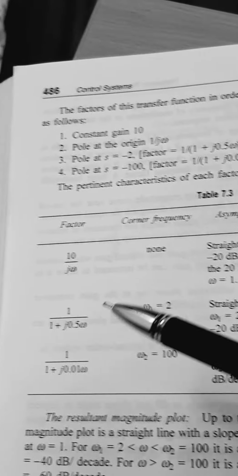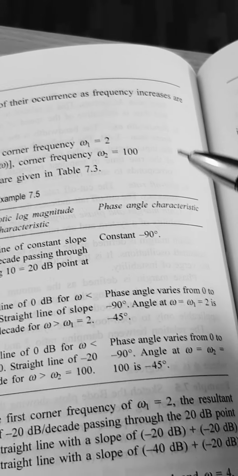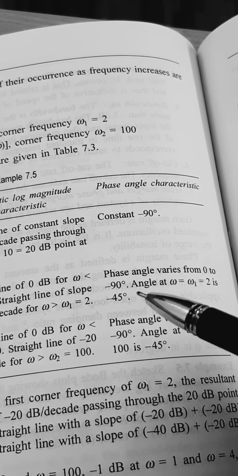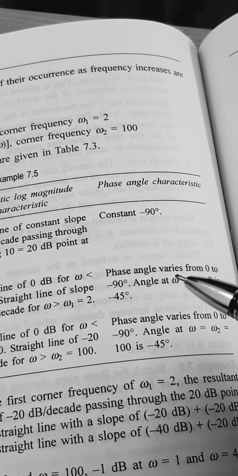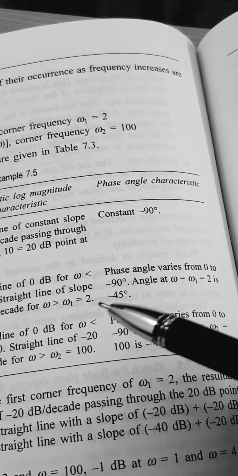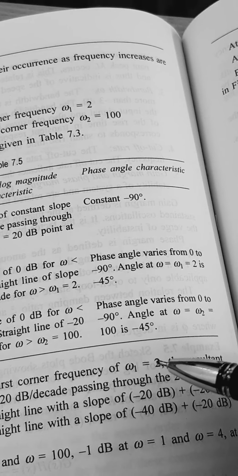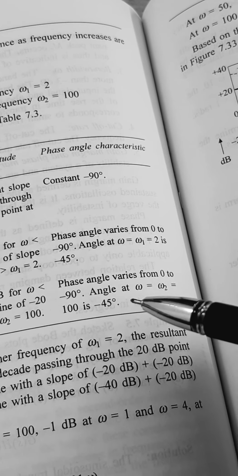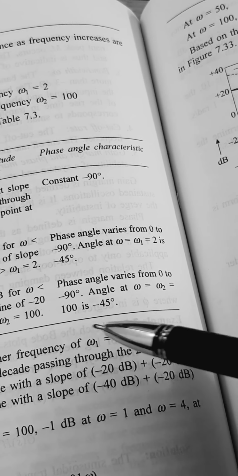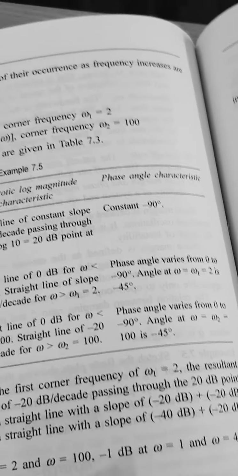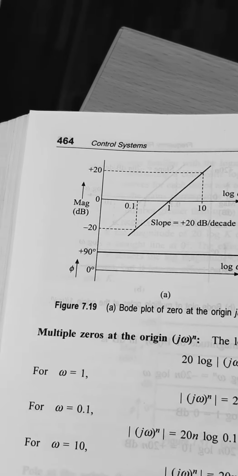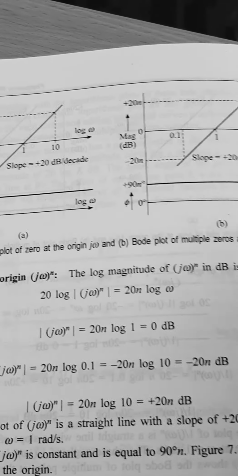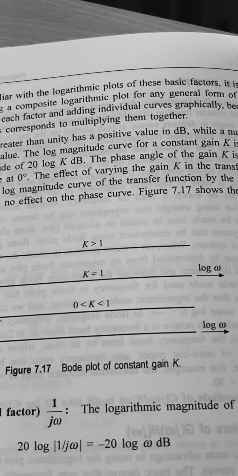Now, what about the phase angle characteristics? Phase angle varies from 0 to minus 90 degree and angle at corner frequency is minus 45 degree. And here also phase angle varies from 0 to minus 90 degree. Angle at corner frequency, that is omega equal to omega 2 equal to 100, is minus 45 degree. So every time you should recollect the previous factors you studied.